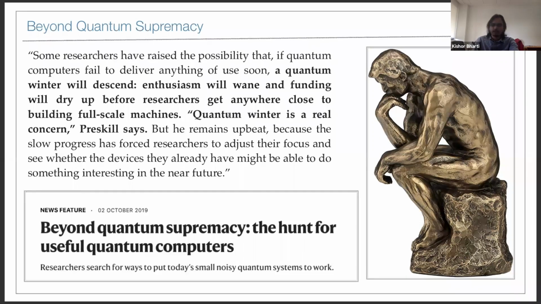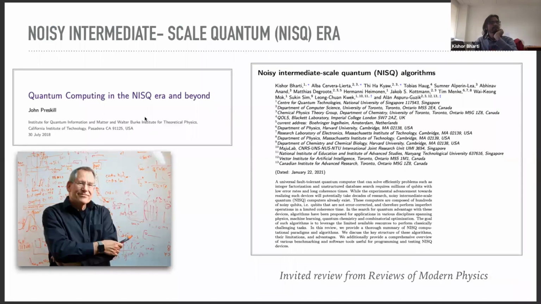And we know that if all this money is coming to the field, and we do not deliver something soon enough, maybe in 10 years or so, I mean, it's very difficult to make such statements, there is a possibility of a quantum winter. We need to move beyond quantum supremacy and look for some practical applications. This is where the idea of NISQ comes into the picture.